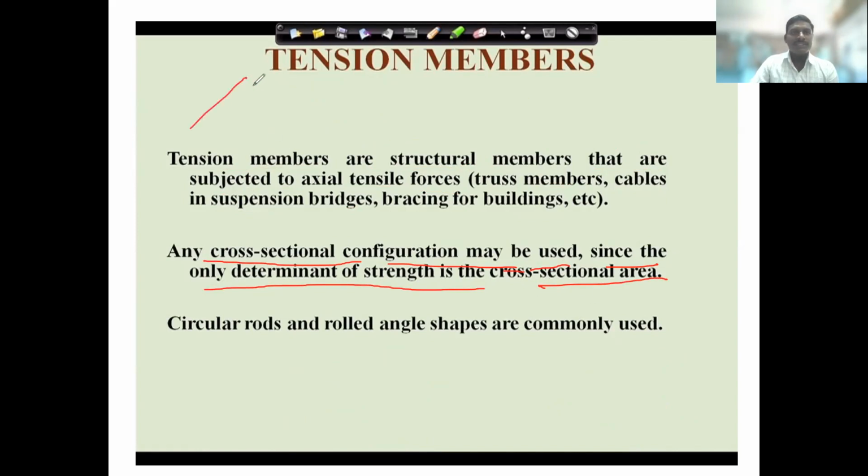So if this is the truss and this is your tension member, and a 200 kilonewton load is coming on this particular member, this 200 kilonewton load is carried by the cross-sectional area of the member. Whatever cross section of member you are providing, your strength depends on that cross section.